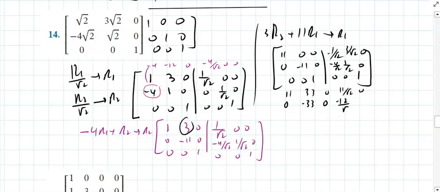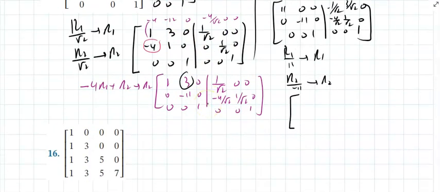The numbers are not pleasant, they're kind of annoying, but you get the idea. Now all you have to do is take row 1 divided by 11, put it back in row 1, take row 2 divided by -11, put it back in row 2, and basically you're done. So you end up with 1, 0, 0.